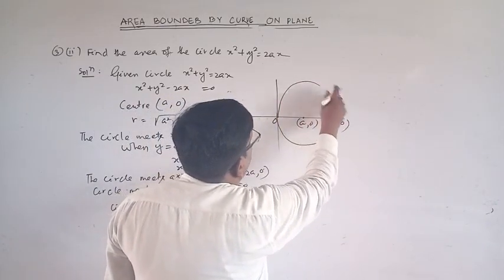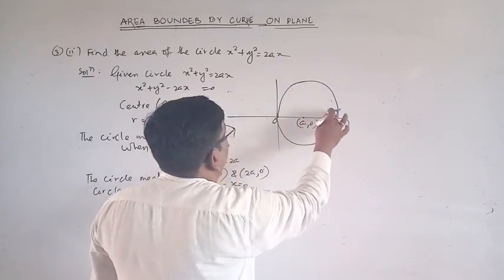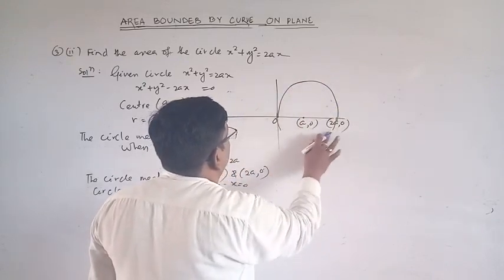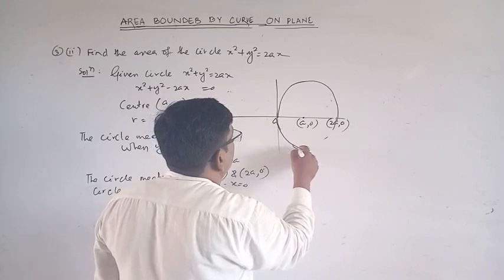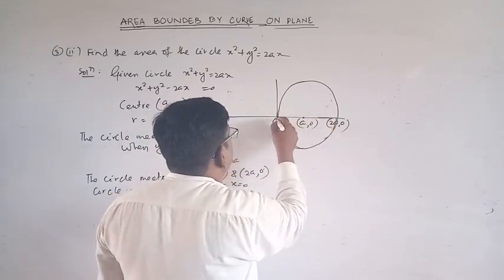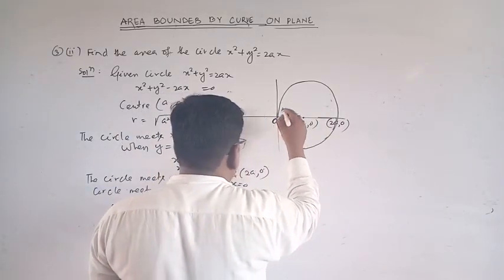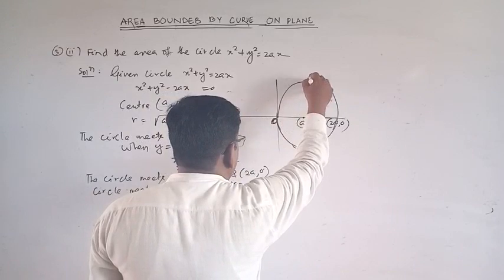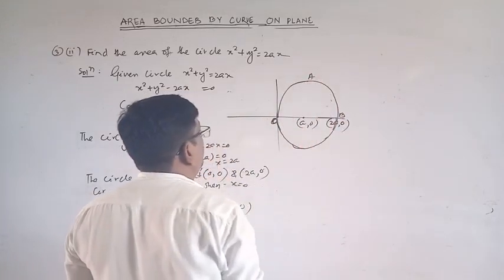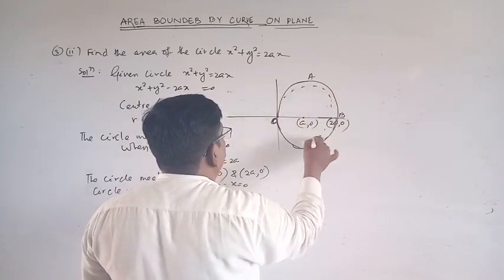The circle is like this. We want the area of this region. So the area of the circle is equal to what? This is 0, this is 2a. Suppose this is O, this is A and this is B. This area.